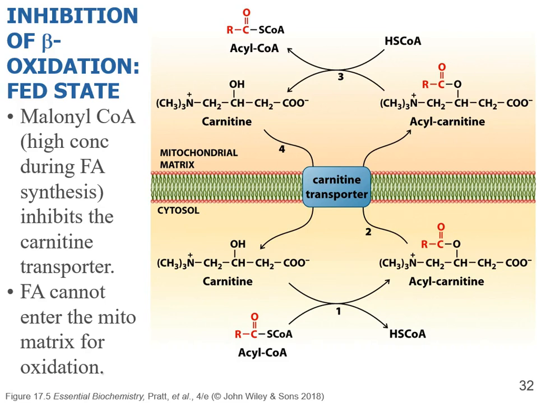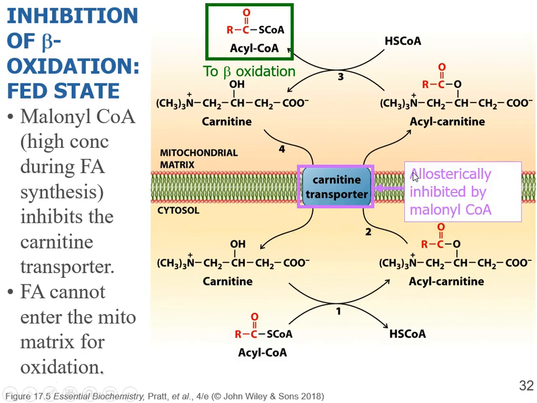So if we are fed, we don't want to be going through beta oxidation because we don't need to do that. We don't need to be breaking down fats if we're fed. So this is what I told you last time, that malonyl-CoA was going to inhibit this carnitine transporter. Remember, malonyl-CoA concentration is going to be pretty high during fatty acid synthesis. So the malonyl-CoA will allosterically inhibit the transporter, and that ensures that these fatty acids can't get into the mitochondrial matrix to be broken down by beta oxidation.